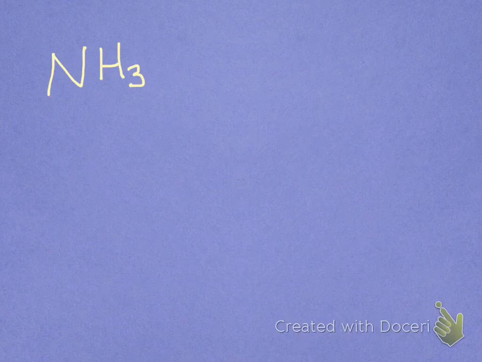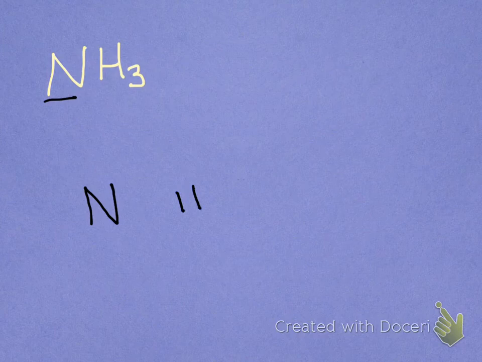NH3, okay? Remember we said that the first atom listed is going to be the central atom. So we're going to draw nitrogen. And then we only have 3 hydrogens, so we're just going to draw 3 hydrogens around, one on each side of the nitrogen, until we've drawn all 3 of our hydrogens. Now if we look at nitrogen, nitrogen has 5 valence electrons. It's in group 15, so let's draw that. 1, 2, 3, 4, 5.